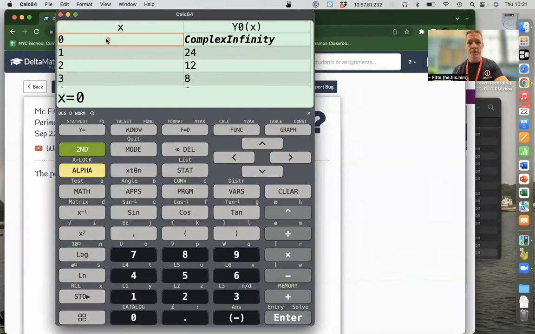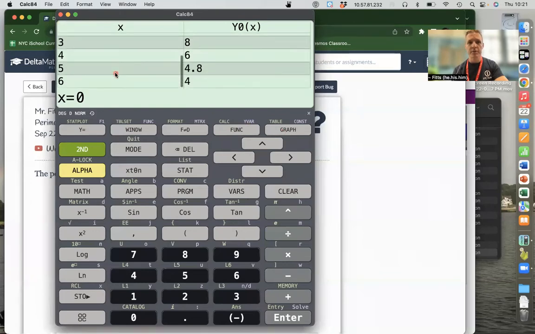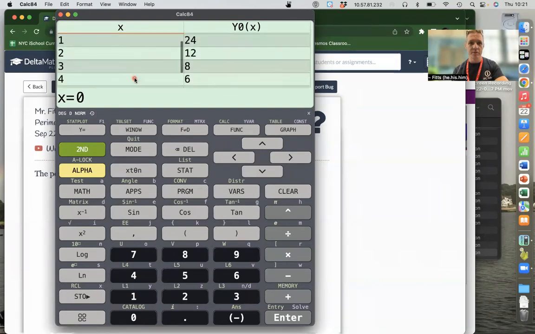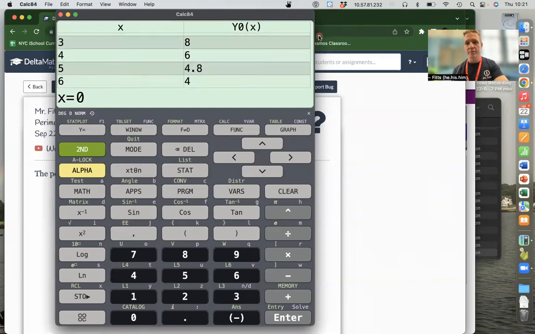So what you can see here is this creates the table of all the factors of 24. It's really useful. You just have to look for the whole numbers, the integers. So this is a decimal, so that won't work. You have 6 and 4, 4 and 6, 3 and 8, 12 and 2, 24 and 1. So that gives you all the factors. That's really, really helpful.